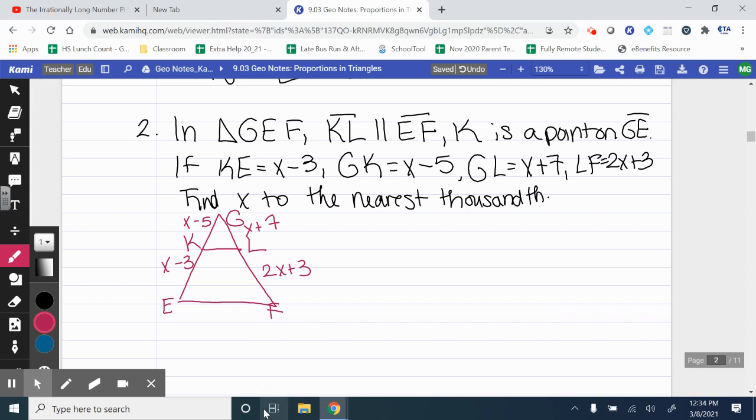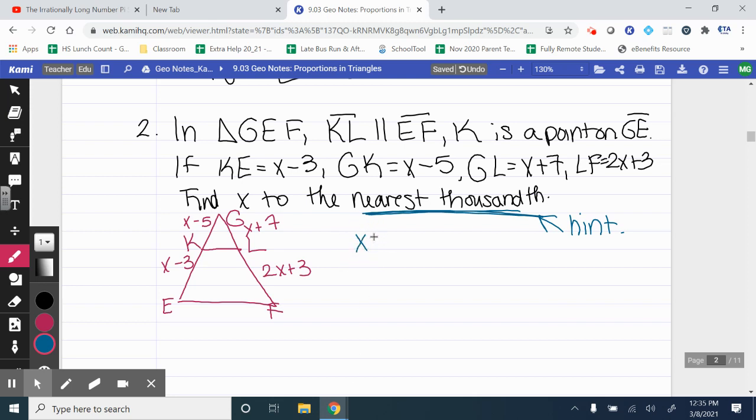Now that you have that drawn, if you haven't already, go ahead, set up your proportion and start to solve. Now, as you start to solve that, be aware here, there's a big hint. It says nearest thousandth. So as you start to solve, hopefully you start to realize something. And I won't give it away yet, but go ahead and see how far you can get.